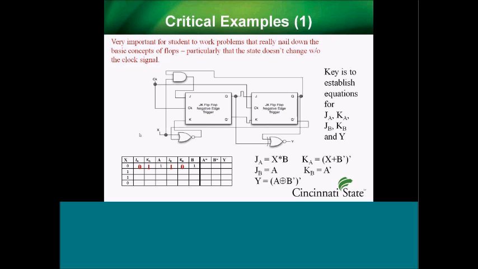So I've got 0, 1 going to the first one. That would clear it, so A star is going to go to 0. That's a clear function. If J, K is 1, 0, that would set it to 1. So therefore, B stays a 1.